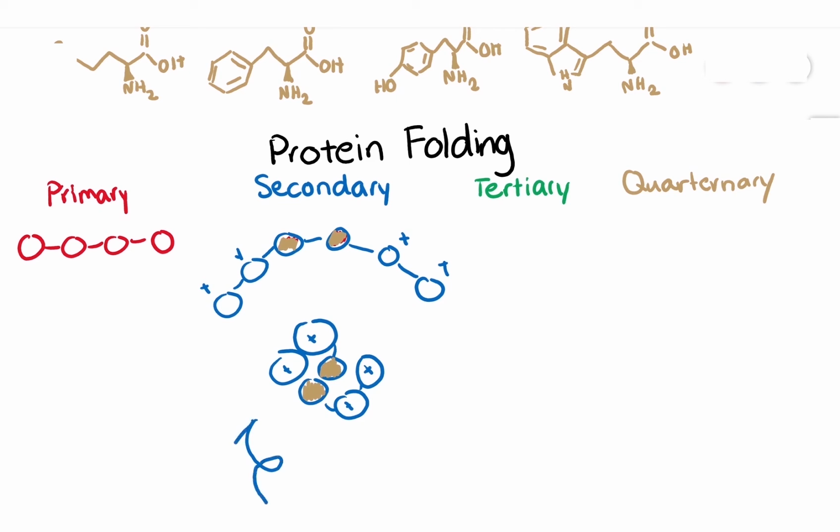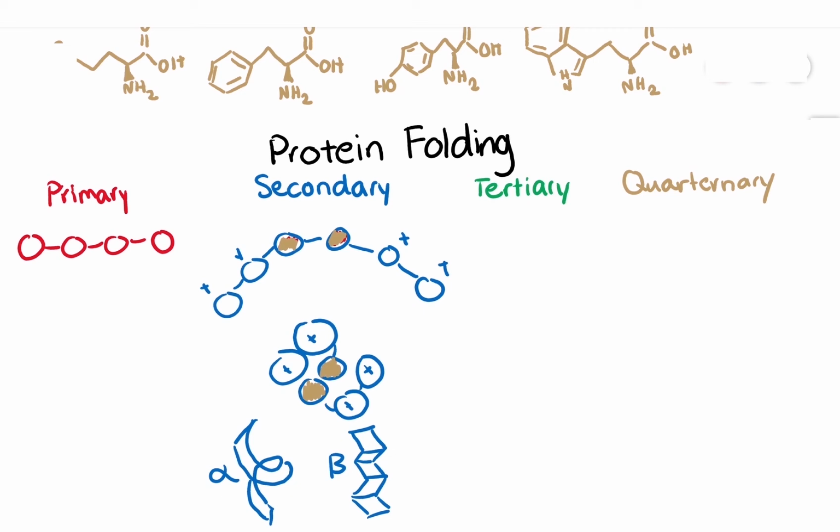And so these are just spirals. And you have beta pleated sheets. And so these are just common structures that are found or created due to the secondary interactions. So this is beta pleated sheets, and this is alpha helixes.